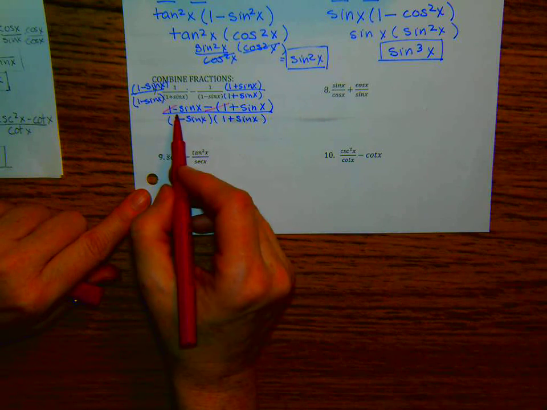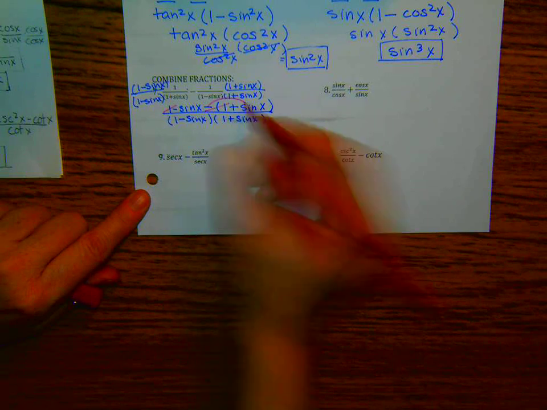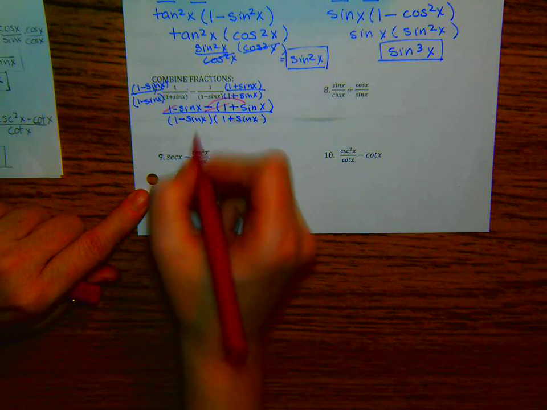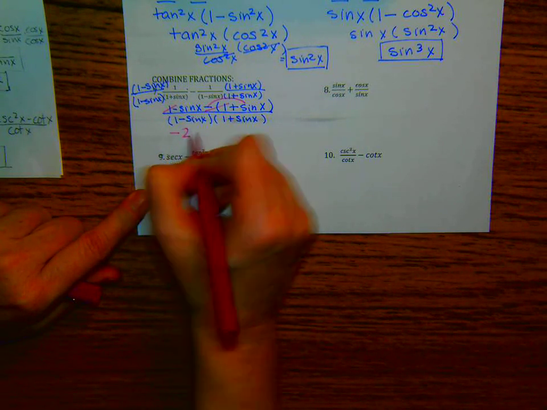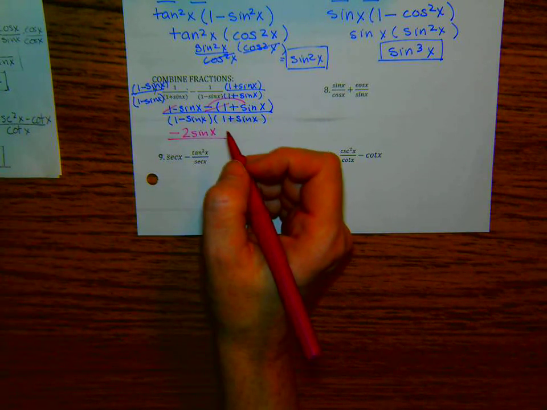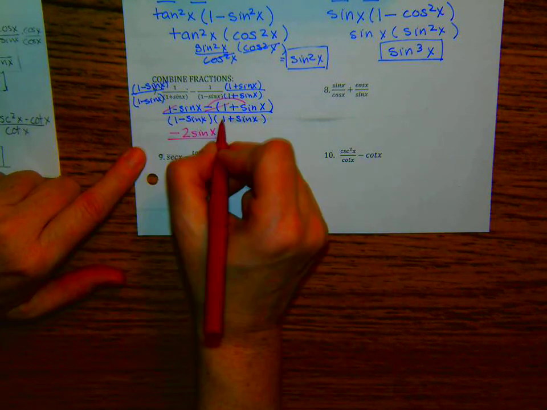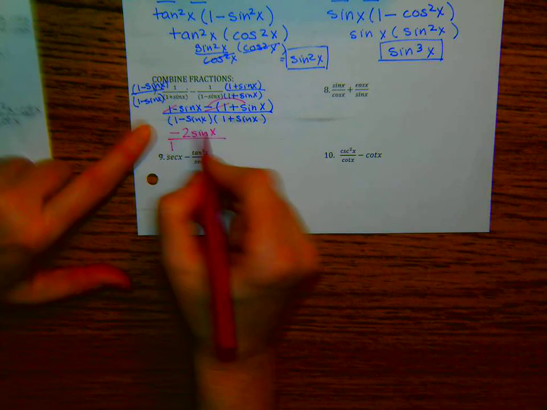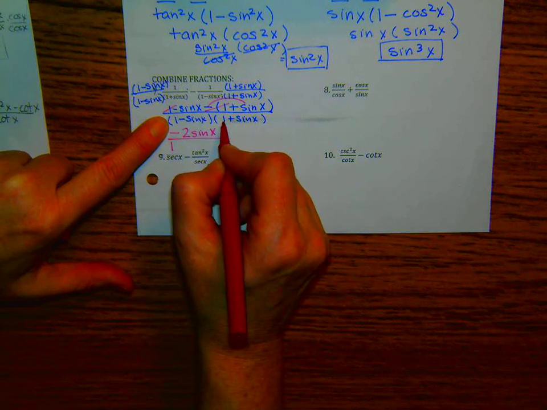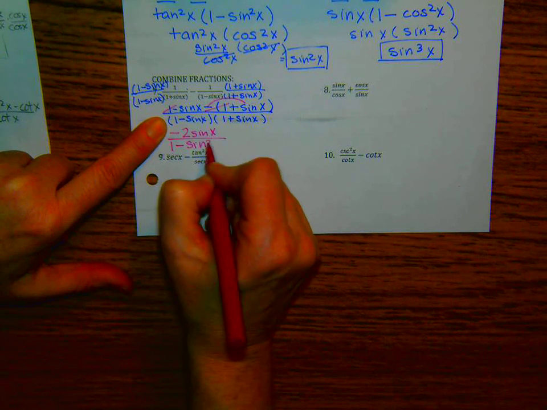But now I have negative sine of x minus the sine of x, because this negative distributes, right? The negative distributes to the 1 and the negative distributes to the negative sine of x. So now I have negative 2 sine of x over my denominator. Now I can combine my denominator. 1 times 1 is 1. Now I'm going to FOIL this out. First, outer, inner. My outer and inner terms drop out, minus sine squared of x.